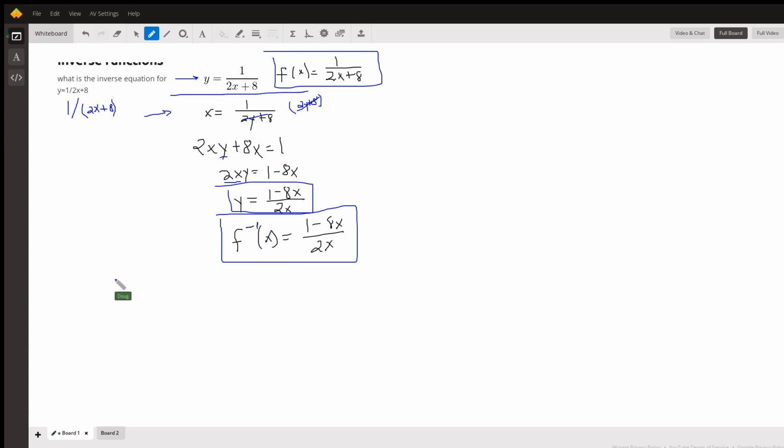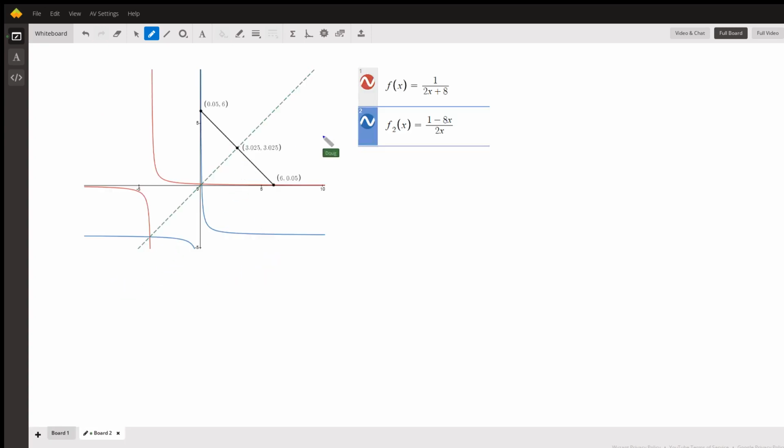Now, if you actually graph those two functions, the red graph is the graph of 1 over 2x plus 8. The blue graph is the inverse function. And the line y equals x is this green dashed line. That's like the mirror that the function and its inverse are images in.